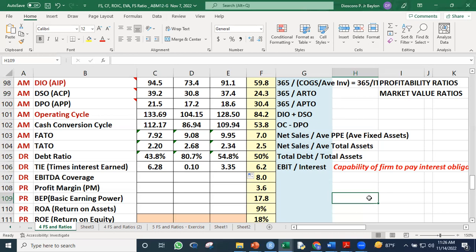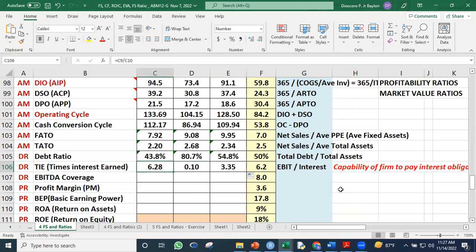and that was the effect of a big increase in the debt, no? 0.10 lang. Ano ibig sabihin nun? Sa bawat piso ng interest na dapat bayaran ng company, meron lang siyang 10 centavos to pay that obligation. So, medyo talagang dito, problematic siya in terms of interest payments. No? 10 centavos lang for every peso of interest payments na kailangan niyang bayaran.